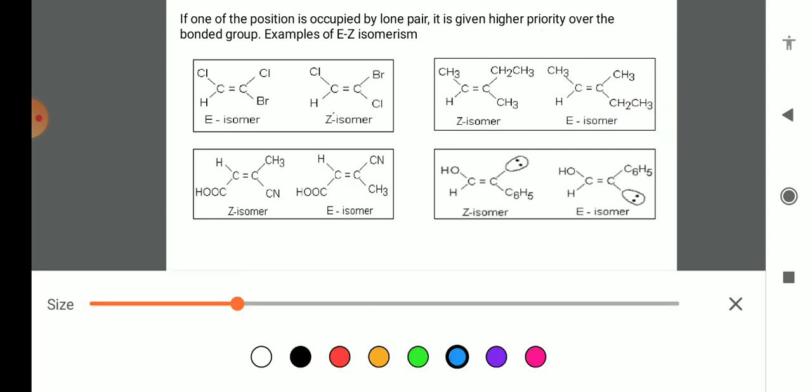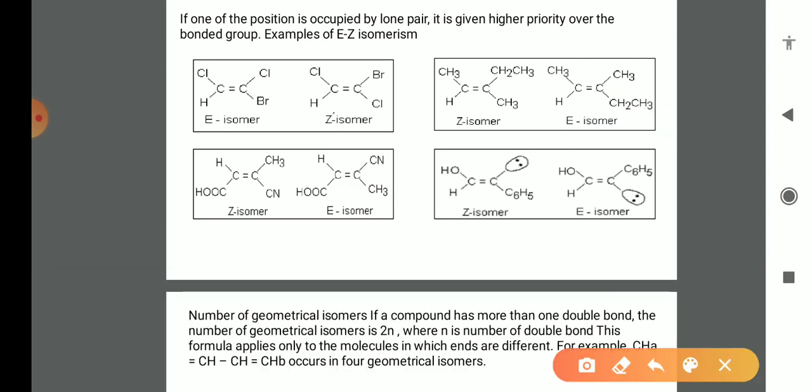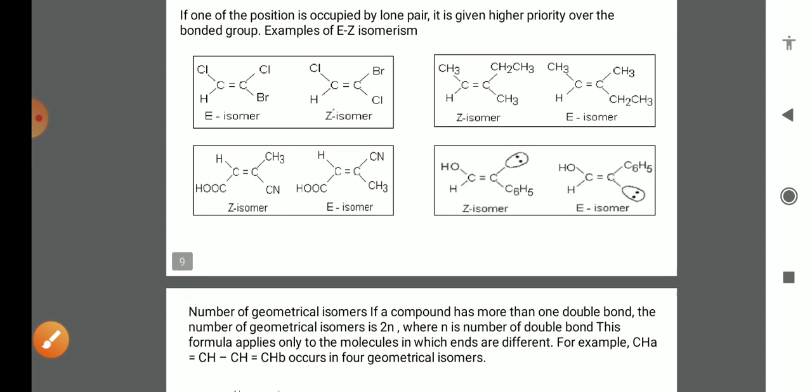Next example, it is a Z. COOH gets priority first, and CN also gets priority first. So the higher priority groups are on the same side, which is called Zusammen, meaning together. So it is called the Z isomer.